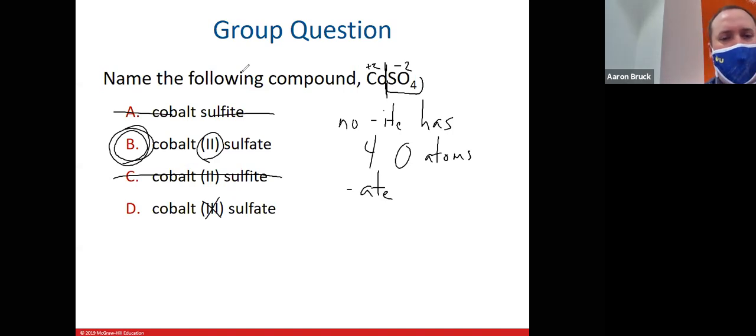So we know it's an -ate because of the SO4. Sulfate, sulfur with the -ate ending, is the answer there. The charge comes from our recognition of the ions. And again, there are periodic trends among the polyatomic ions. The oxygen group tends to form -2 ions. The halogen group tends to make -1 ions. The nitrogen group tends to make -3 ions, with the exception of nitrates, which are -1.